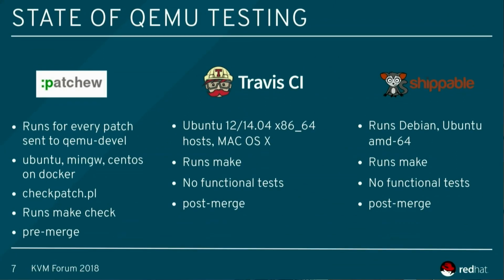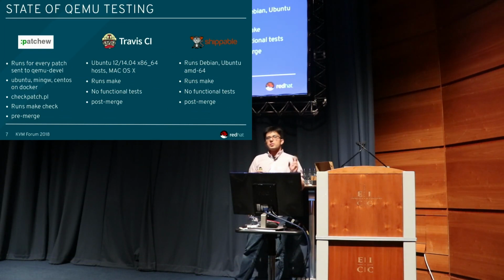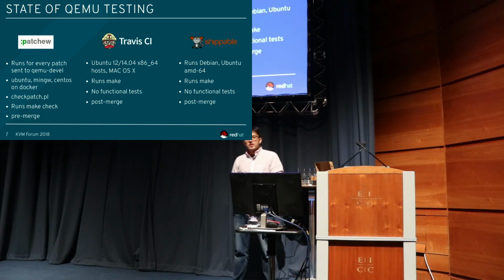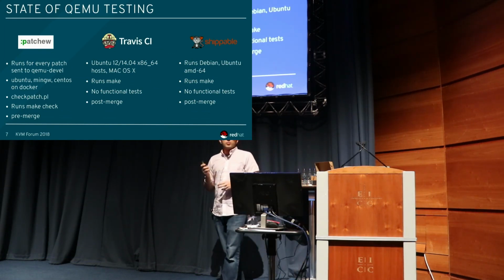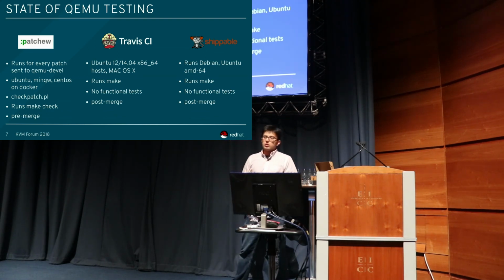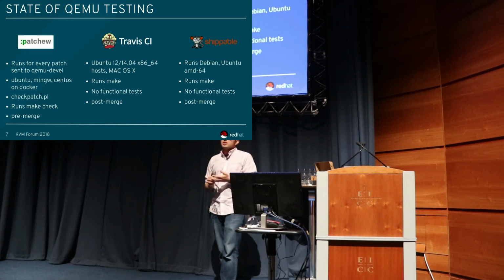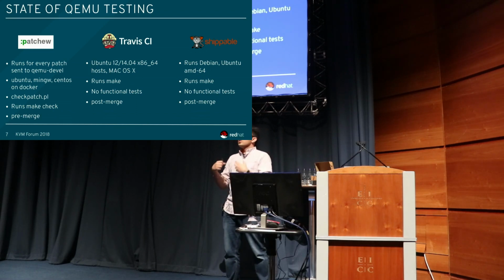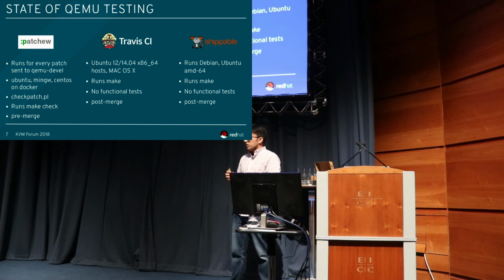A little bit more about the state of QEMU testing upstream. There are 3 CI environments, and the most popular is probably patchew, that runs for every patch sent to QEMU devel. It runs a Docker environment for Ubuntu, MinGW, and CentOS. It runs checkpatch, it runs make check, and this is a pre-merge. So it runs for every patch before merge.